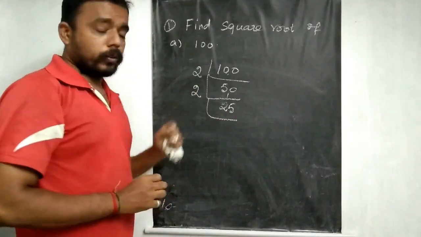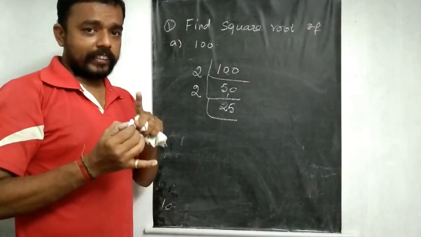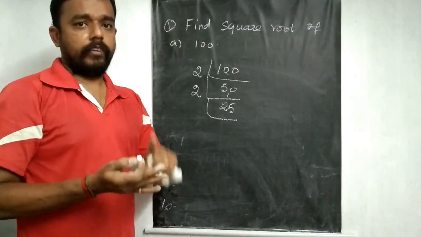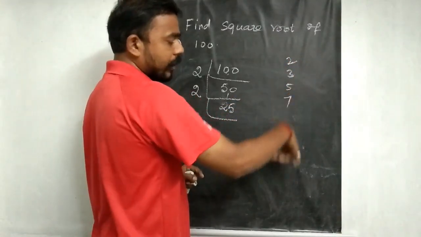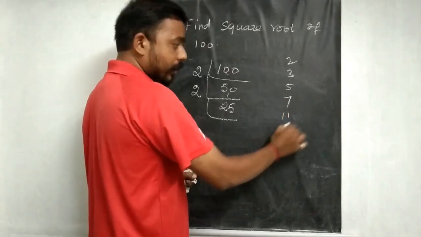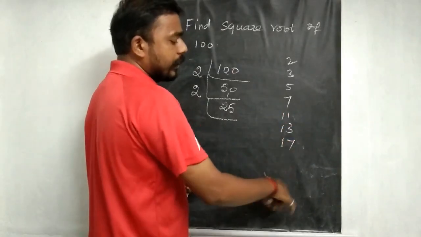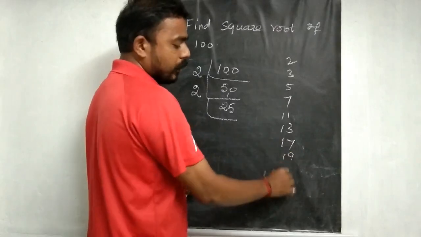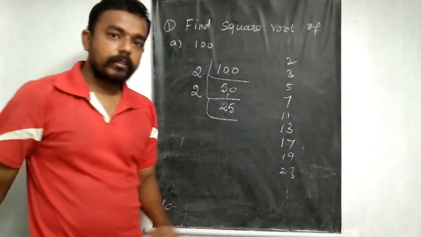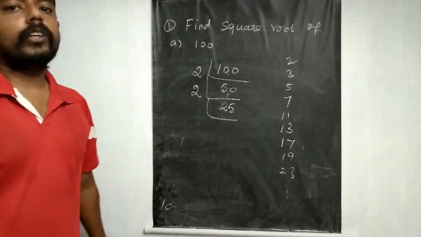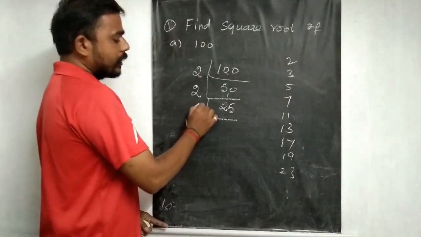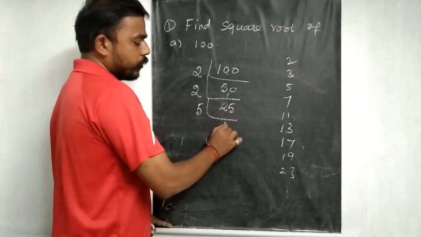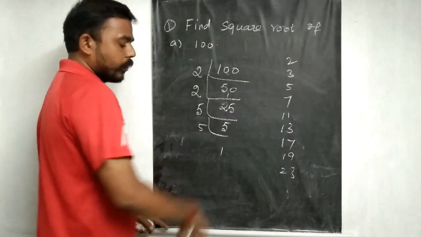Here you need to use only prime numbers. Prime numbers start from 2: 2, 3, 5, 7, then go to 11, 13, 17, 19, 23 and so on. Using these numbers only, we need to find the square root of the number. Right. So next number, 5 is possible. 5 5s are 25, that is 5, remaining 1.